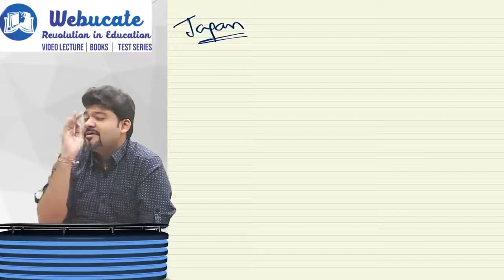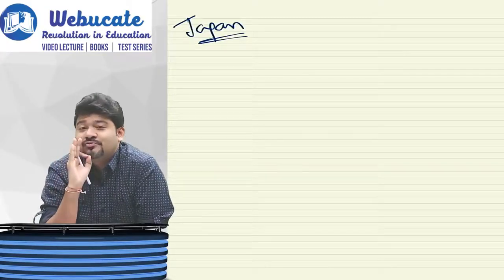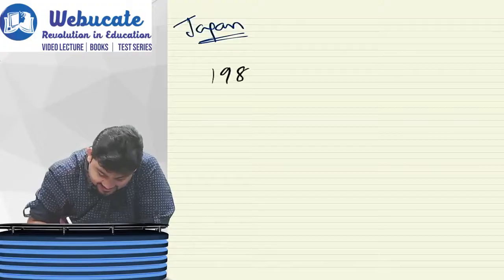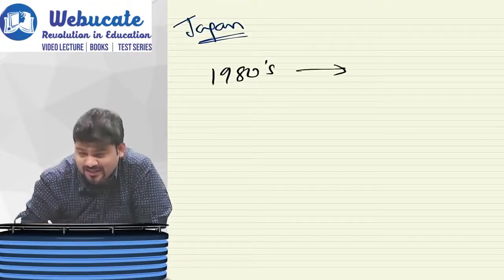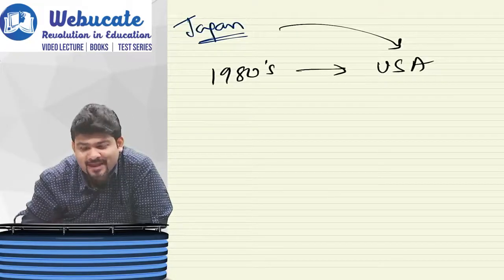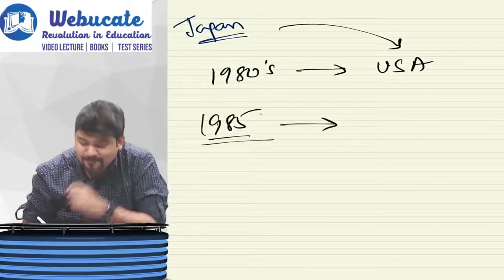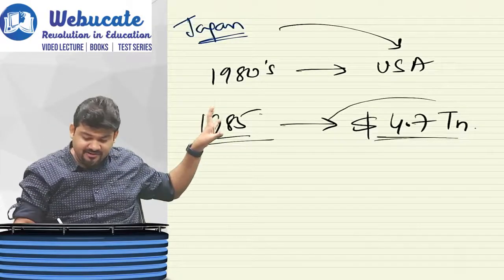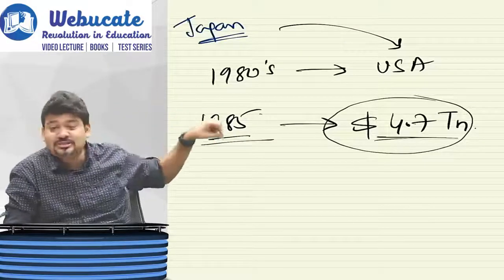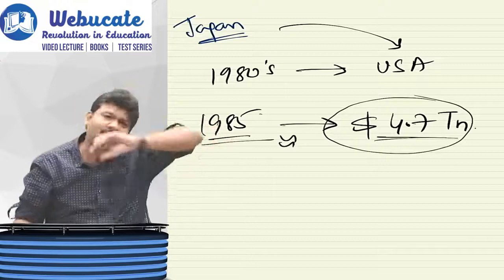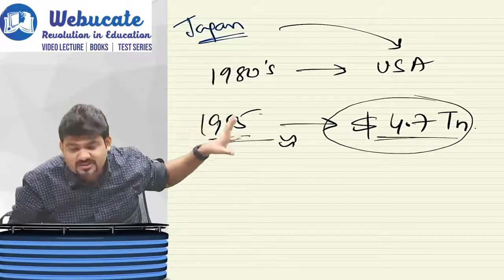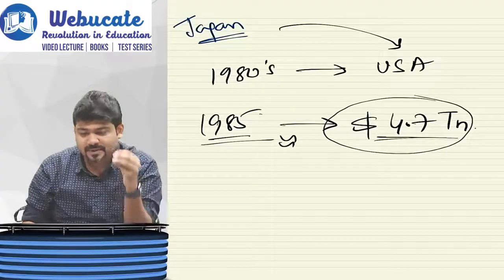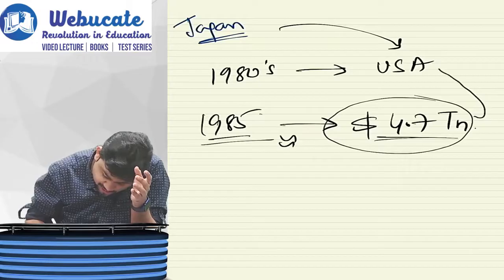This economy in the 1980s was almost on the verge of overtaking the United States of America. In the year 1985 or so, Japan's economy was approximately $4.7 trillion. Let me tell you, the numbers will vary here and there. Don't take it as exact. My numbers will always be an approximation unless we are doing a sum where I take the exact ones. But here, approximately in 1985, the Japanese economy had a GDP of $4.7 trillion, on the verge of overtaking the USA.